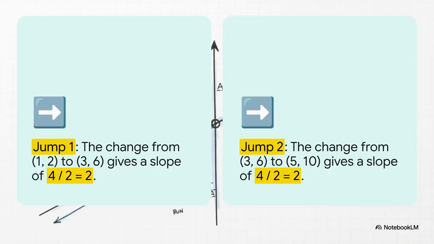Time to investigate. Let's look at our first jump, from point 1, 2 to 3, 6. Y changes by 4, and x changes by 2. Okay, 4 divided by 2 gives us a slope of 2. Now let's check the next jump. Y goes up by 4 again, and x goes up by 2 again. The slope is still 2. Because that rate of change is constant, we can confirm, case closed, this is a straight line.